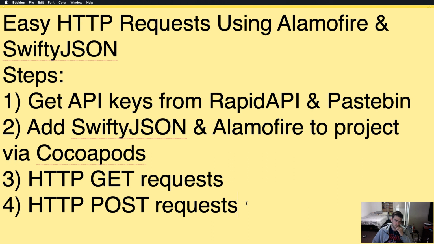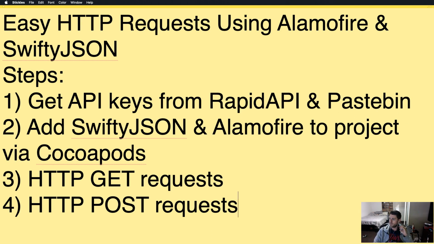And we're going to add SwiftyJSON and Alamofire to your project through Cocoapods, which, if you're not familiar with Cocoapods, I'll show you how to install it in your terminal. So it's terminal stuff, but it's really simple. And we're going to do HTTP GET requests and POST requests.